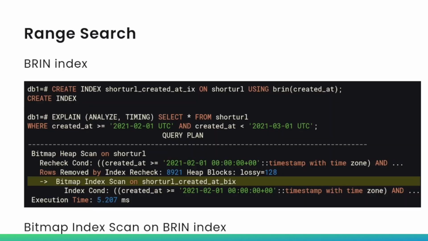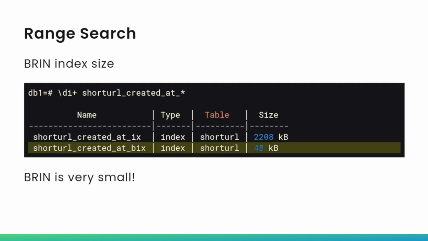So let's create a BRIN index on our created at date, okay? Create index short URL created at IX on short URL using BRIN, okay? This is not a standard index type, so we need to provide using BRIN created at. And then we execute the query and we can see that the database decided to use our BRIN index. You can see bitmap index scan on short URL created at BIX, and that's the index we created. Now, if we look at the timing alone, the timing is slightly higher than before, okay?